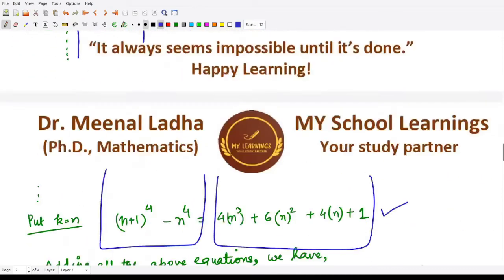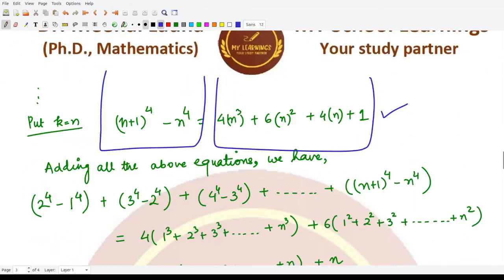First of all, our left hand side would become 2 raised to power 4 minus 1 raised to power 4, plus 3 raised to power 4 minus 2 raised to power 4, plus 4 raised to power 4 minus 3 raised to power 4. We keep on doing like this until our last term, which is this one. This is our left hand side. What about the right hand side?